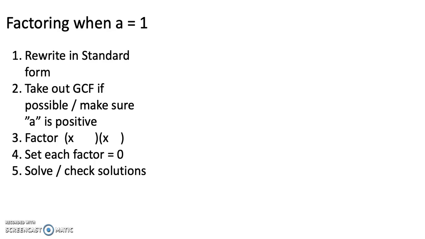All right, we're going to review a few ways we can solve quadratic equations. The first one is by factoring when a equals 1. So let's start off with an example. Let me get my pen. Let's say we have negative 2x cubed minus 8x squared minus 6x equals 0.